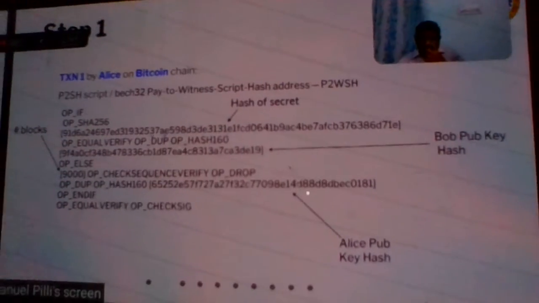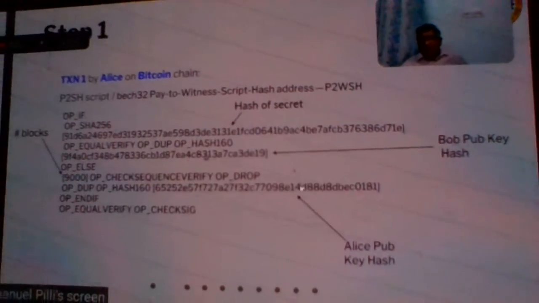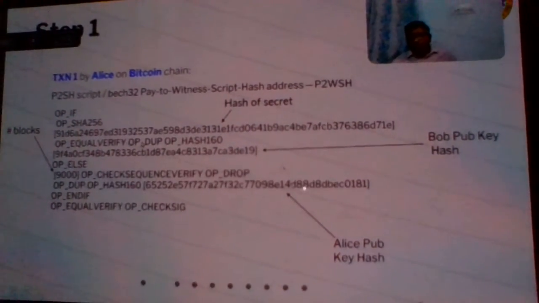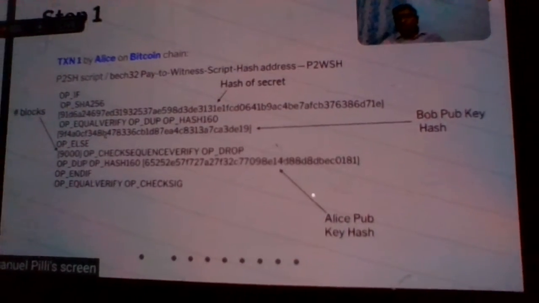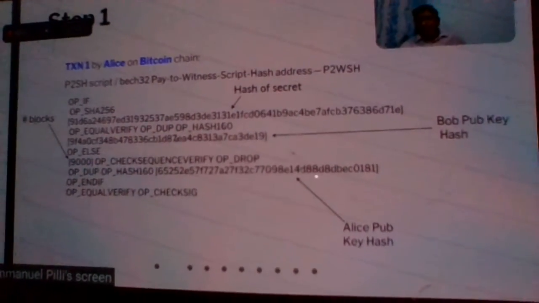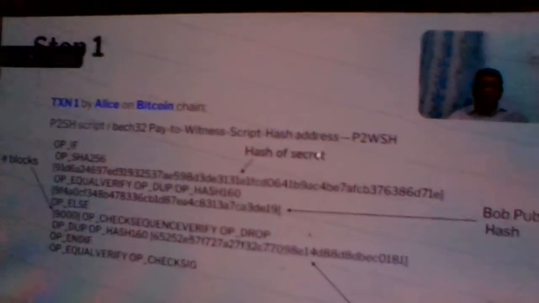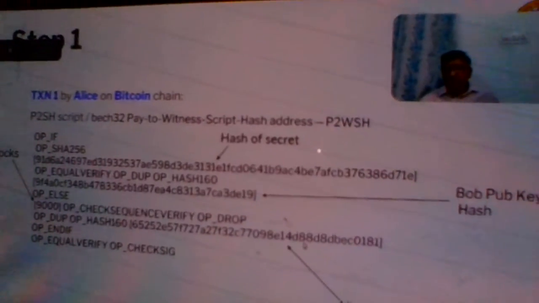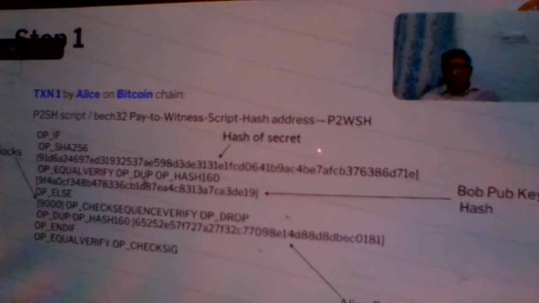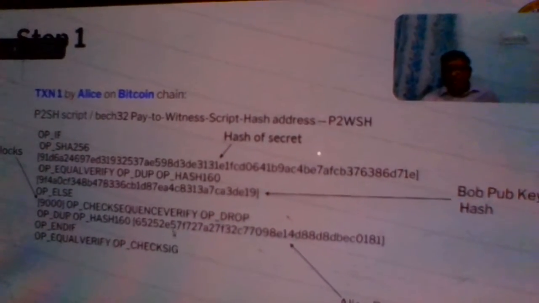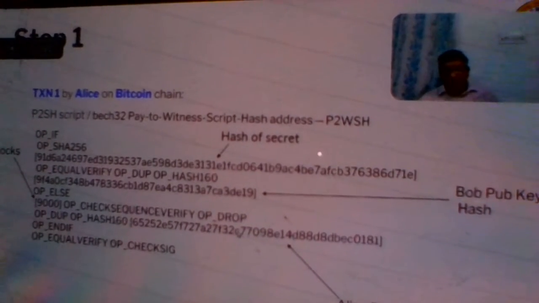So please remember Bob's public key and the hash of the secret. If these two are verified to be equal, then you send the money to this address. If it does not happen within 9,000 units of time, then you send it to this address. If the transaction is successful, money goes to this address. If the transaction fails, money goes to this address.